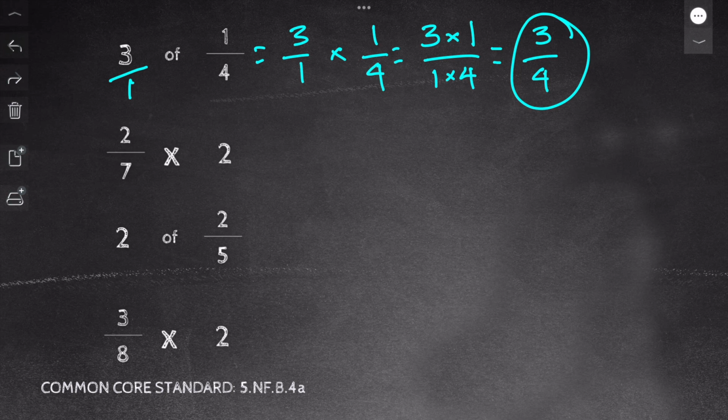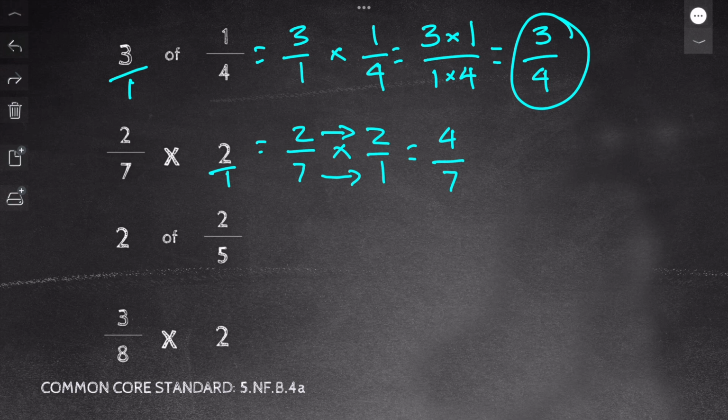Now let's go to my second problem. I have 2/7 times 2. I change my whole number into an improper fraction, and then I'm going to rewrite out my problem of 2/7 times 2 over 1, and then I multiply straight across. 2 times 2 equals 4, and 7 times 1 equals 7. Once you start getting the hang of it, you don't always have to rewrite out your problem. So for the next few, I won't.